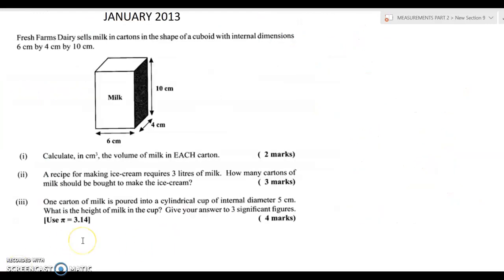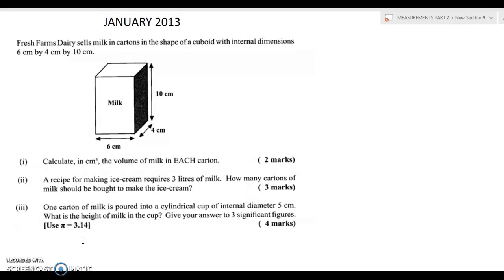So now we're looking at a January 2013 question on measurements. It says, Fresh Farms Dairy sells milk in cartons in the shape of a cuboid with internal dimensions 6 by 4 by 10, and it's shown in the diagram here, right? So 6 is my length, 4 is the width, and the 10 is the height. Calculate in cm cube the volume of the milk in each carton. So we can do part 1 right in the corner here.